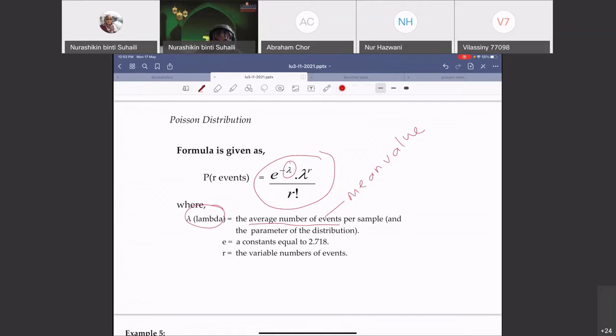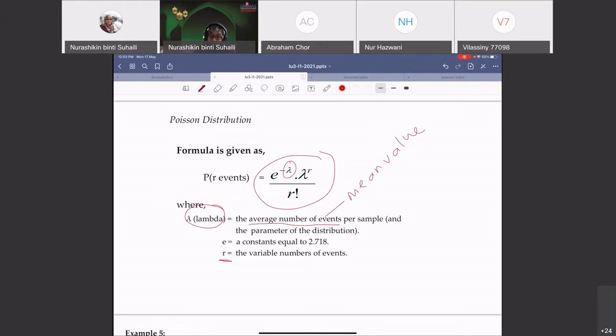r is the event that you are analyzing, whatever events you are analyzing, the same definition as in the binomial. So the formula looks simple: e to the power of minus lambda, multiplied by lambda to the power of r, divided by r factorial. And same as binomial, we can solve the Poisson probability using this formula or using the Poisson table.